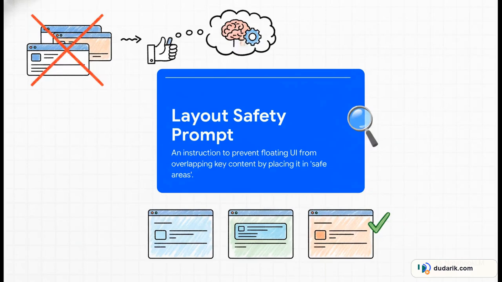And this is a great one. It shows you how to solve a classic AI bug, overlapping stuff. You know, when a floating header or a pop-up modal just covers up the content you need to see. The fix is to be super explicit with a layout safety prompt. You basically tell the model, hey, never let this thing cover up that thing. You have to give it those clear rules to keep the layout from breaking.